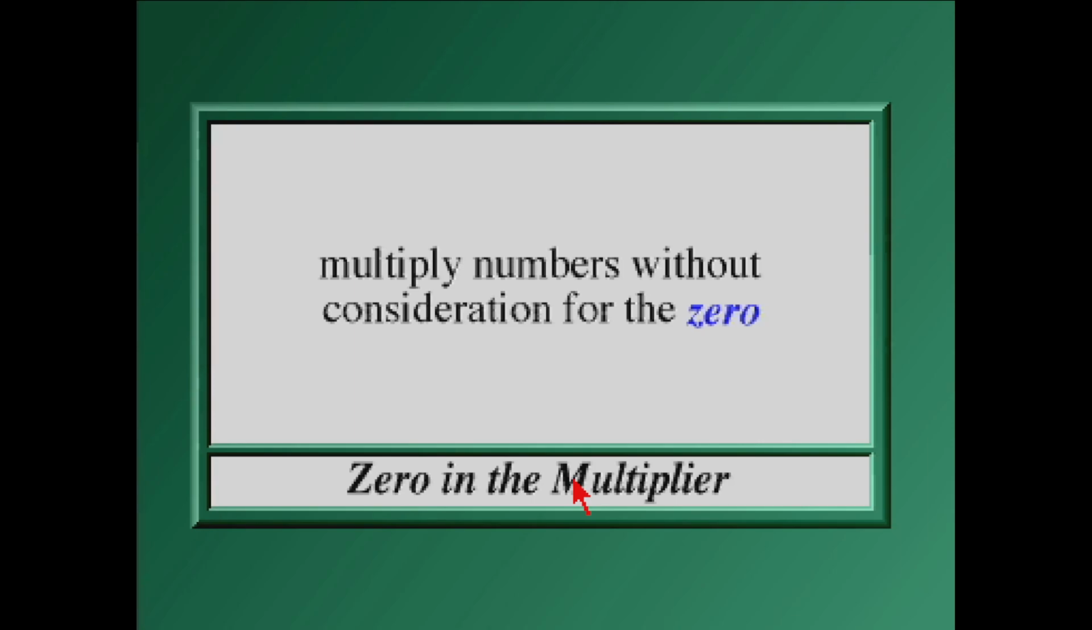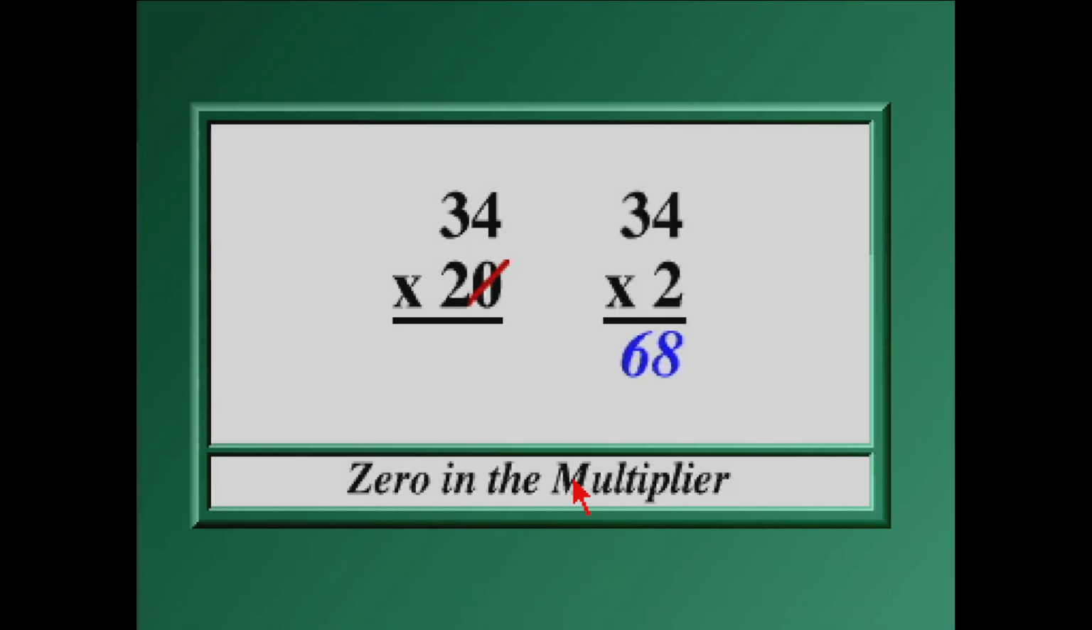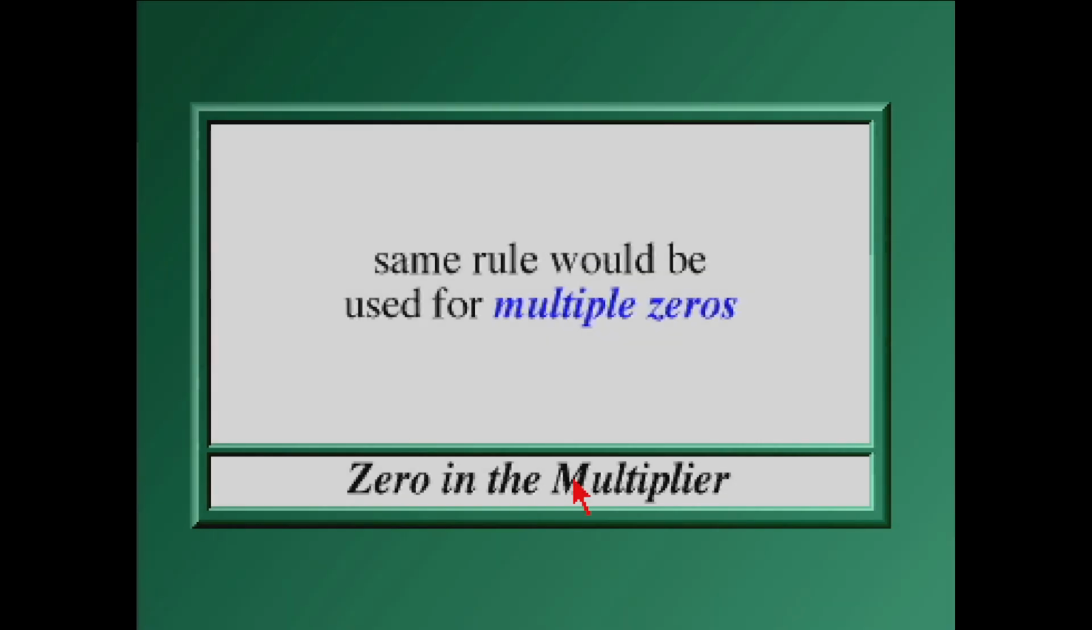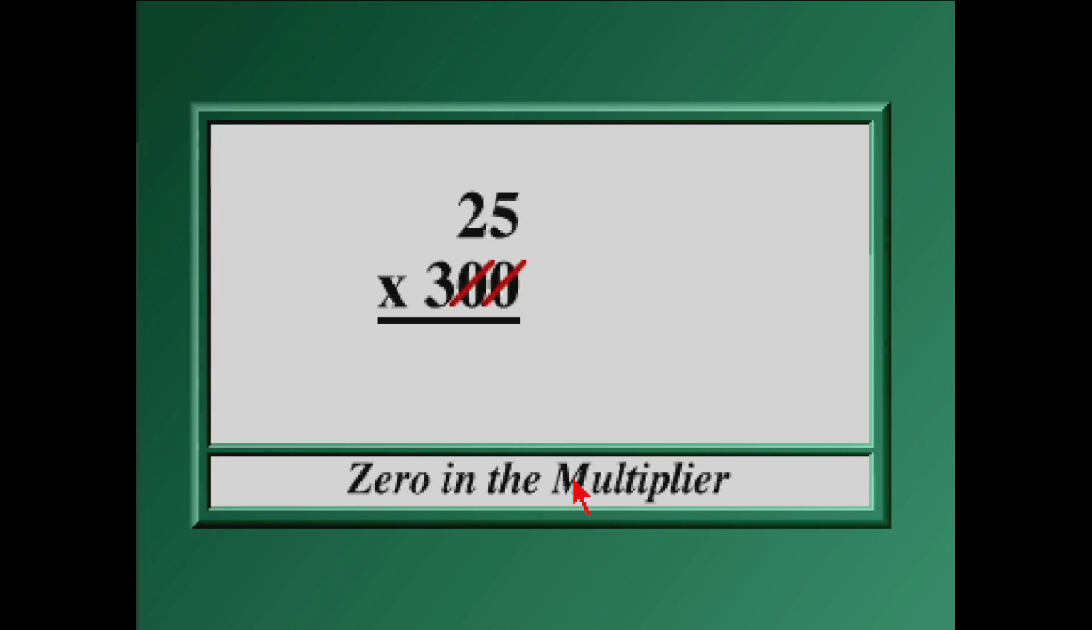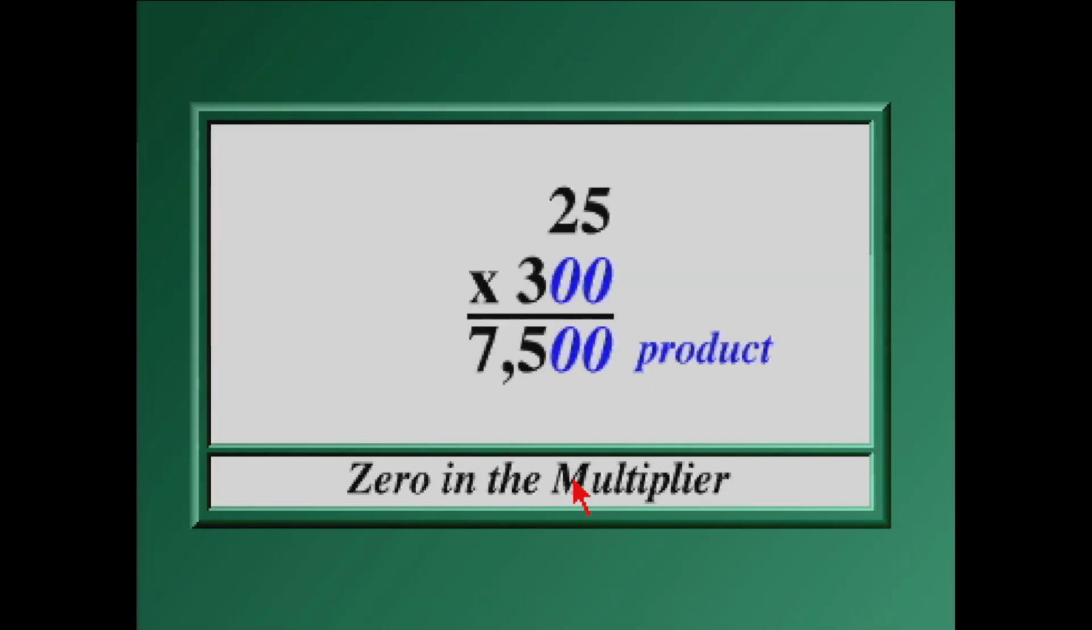To multiply by numbers ending in 0, multiply the numbers without consideration for the 0. For example, 34 times 20 would be treated as 34 times 2, which equals 68. Then, add the 0 to the end of the partial product, which equals 680 for the final product. The same rule would be used for multiple zeros. For example, 25 times 300 would be treated as 25 times 3, which equals 75 as a partial product. Then, two zeros would be added to the partial product for the final product of 7,500.